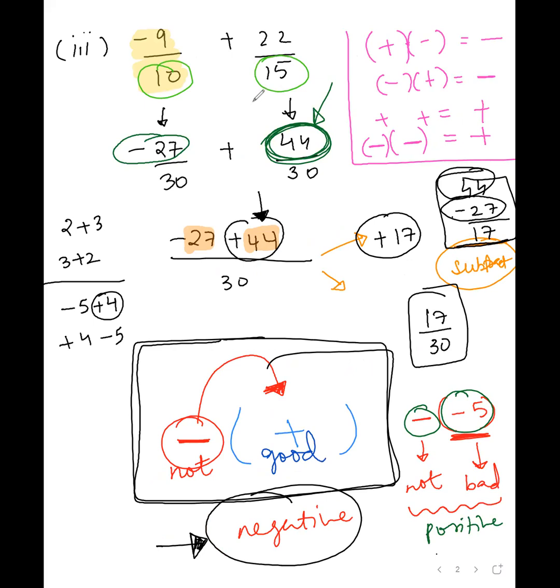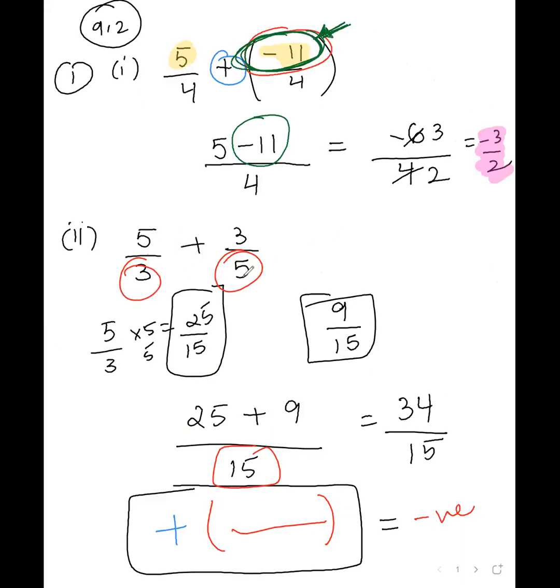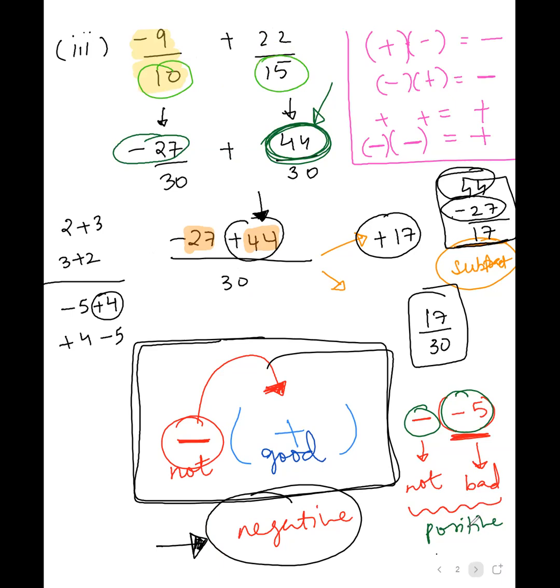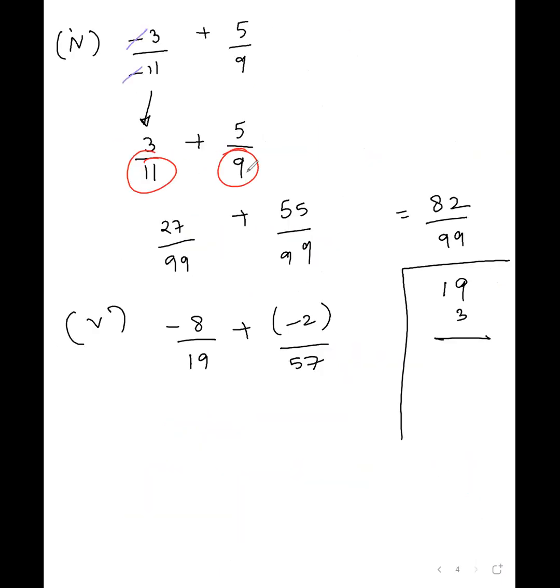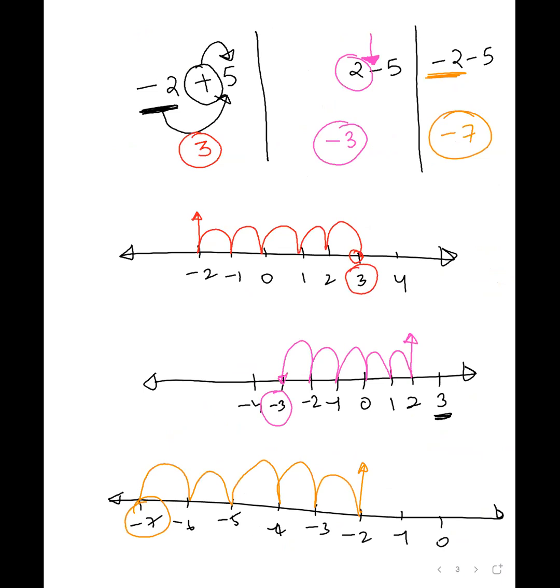No. Co-prime means they don't share any common factors. 3 and 5, they don't share any common factors. Similarly, 11 and 9, list down all of their factors. There won't be any single factor which is common between both of them, except for one, of course, because one is common for every number. So except for one, they don't have any other common factor.